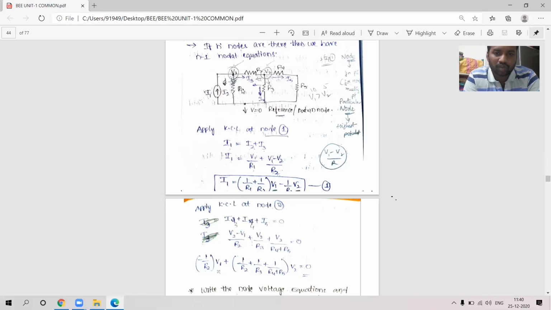In place of I2, I can replace it by voltage, no? We know Ohm's law: I is equal to V by R.